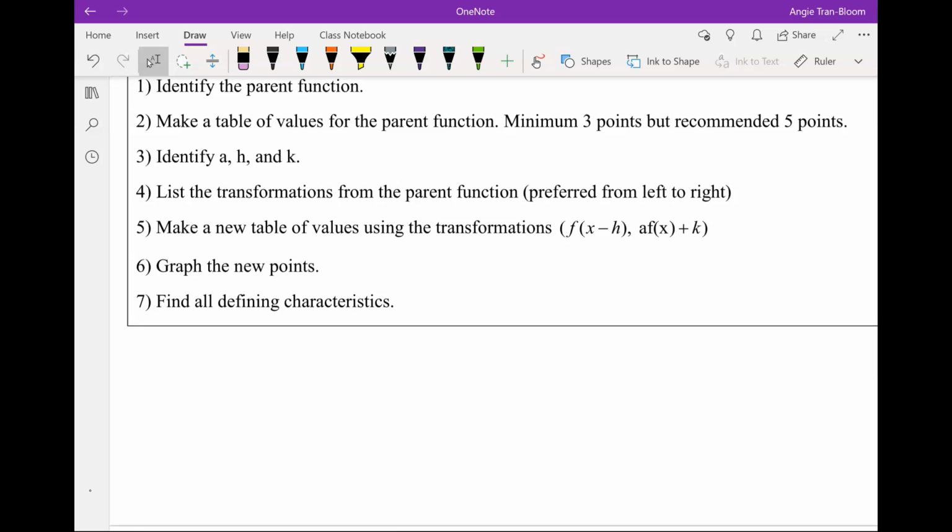Good. Hannah, number 5. Make a new table of the values using the transformation f of x minus h, A f of x, plus k. Okay, this is really scary looking, isn't it? Can you guys see this? It says here f of x minus h. This says if you have an h value, is it changing the horizontal or is it changing vertical? Horizontal, because it says x minus h. If you have an a and a k, this is changing your y, your vertical. So you have an a value, you multiply to y, f of x is the same as y. And then if you have a k value, you add or subtract to the y side.